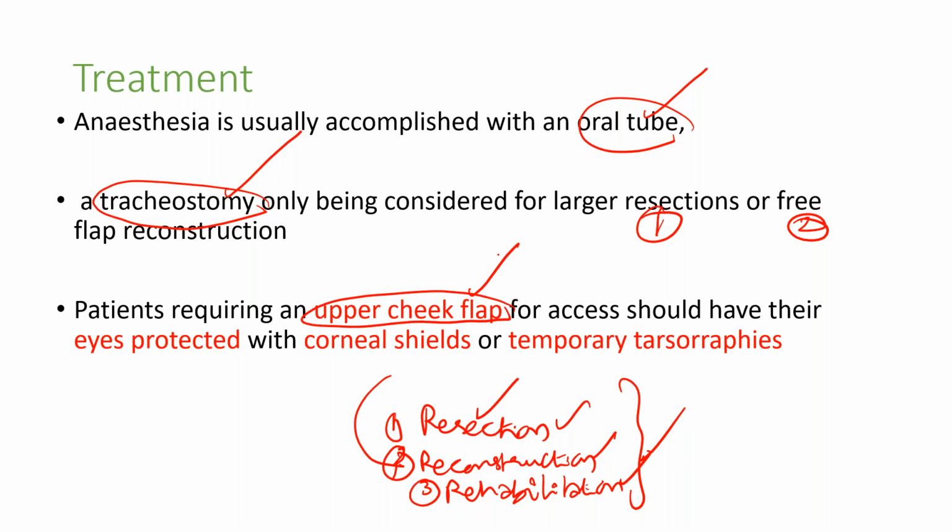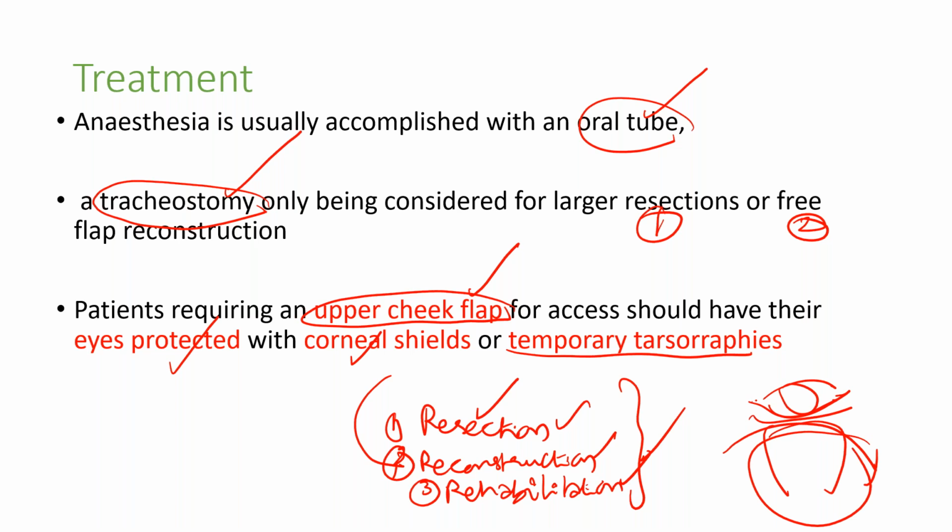Upper cheek flap with a blood vessel, and the eyes are protected with corneal shields and temporary tarsorrhaphy. Because this is the eye and this is the maxilla, when you are removing the maxilla, your eyes can get damaged. Therefore, you should suture these two layers of eyelids. That is called tarsorrhaphy. Temporary tarsorrhaphy, and later on you can remove the suture so that the eye is spared.